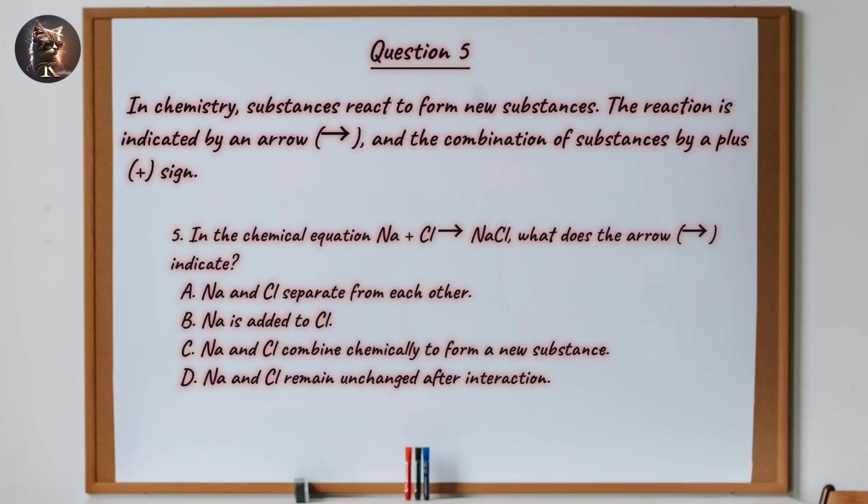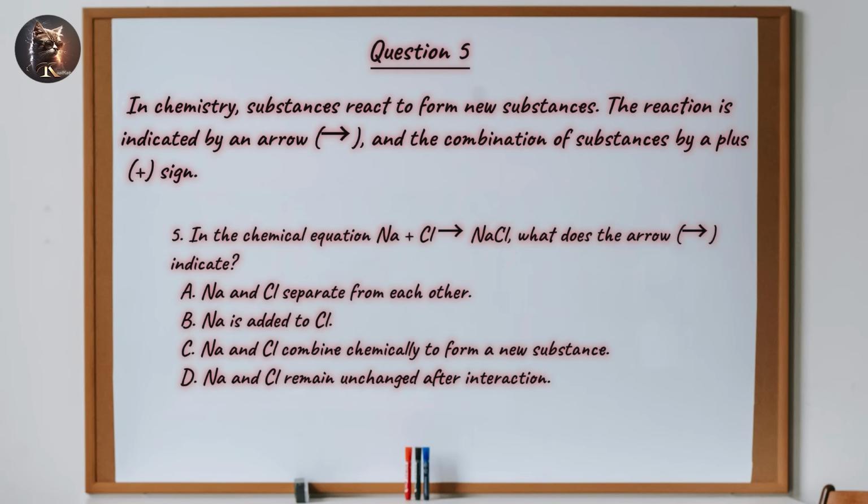If you were baking a cake, you would expect to see flour and eggs and baking powder on the left of the arrow, and on the right, you would expect to see a cake. Now, let's look at the equation the passage gives us: sodium plus chlorine, and then our famous arrow, and finally, sodium chloride. Here, Na stands for sodium and Cl stands for chlorine. When sodium and chlorine react chemically, they create sodium chloride, which you might know better as regular table salt.